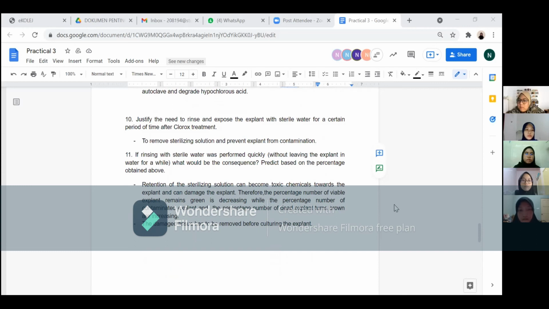Therefore, the percentage number of viable explant that remains green is decreasing, while the percentage number of contaminated explant and the percentage number of dead explant that turns brown are increasing. And then the damaged tissue has to be removed before culturing the explant. Okay, that's all for me.